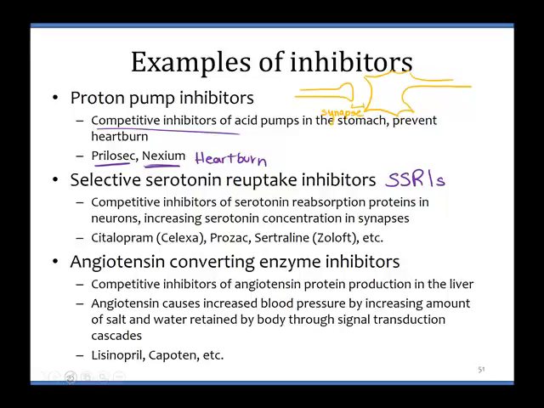And a neuron will release neurotransmitters into that synapse. So I'm going to draw in my neurotransmitters in green. And those neurotransmitters will attach to receptors on the next neuron. Well, one neurotransmitter that we often use is called serotonin.